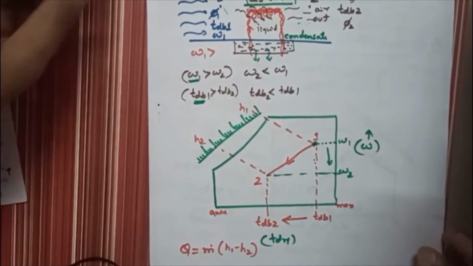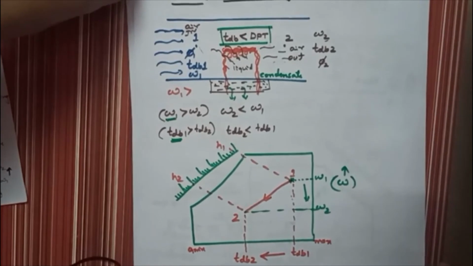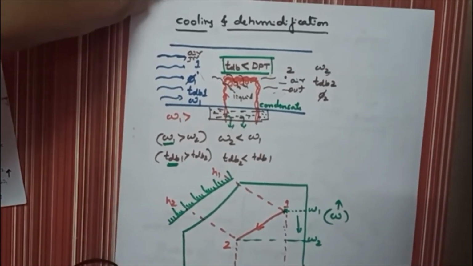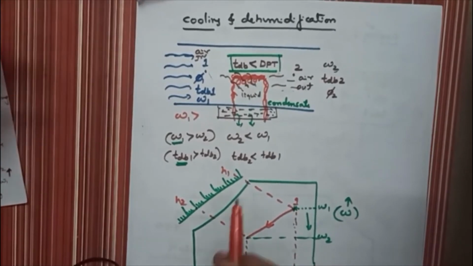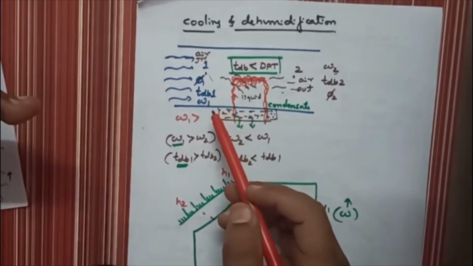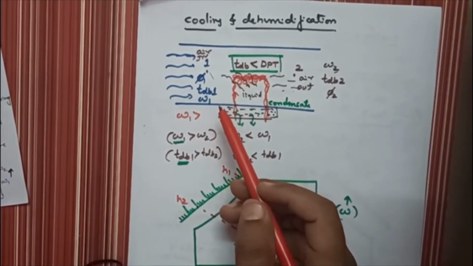Now in your mind there will be a question: where will such processes be used in air conditioning? And dear students, in summer the atmospheric air temperature is more. Just imagine it is the summer season. In the summer season, the temperature of the air is more. Then with high temperature, we will be feeling uncomfortable. So we need to reduce the temperature. And at the same time, in the summer season, the humidity is more.